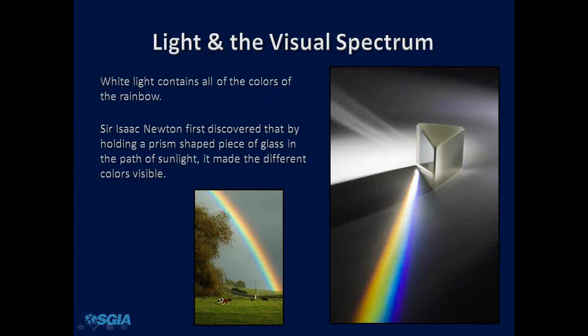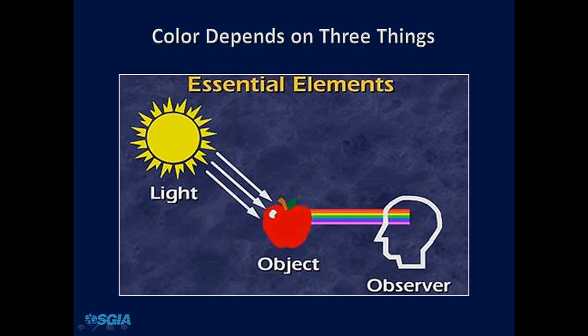So we look first at light in the visual spectrum. Thanks to Sir Isaac Newton, we know that white light contains all the colors of the rainbow. He discovered that with his prism-shaped piece of glass. And this will be a very, I would say, crucial point to note.